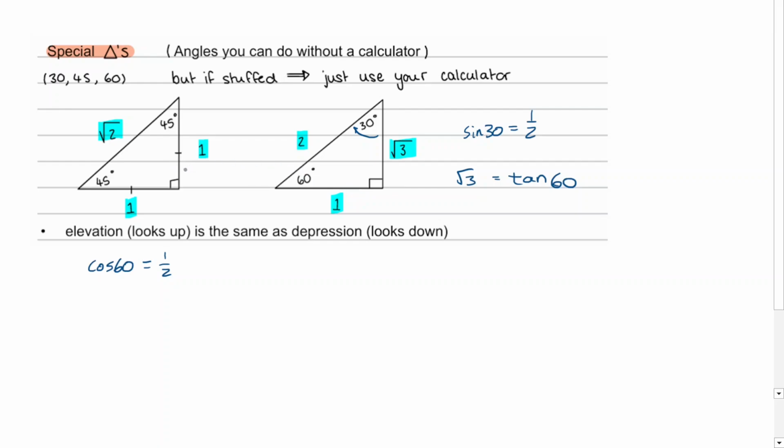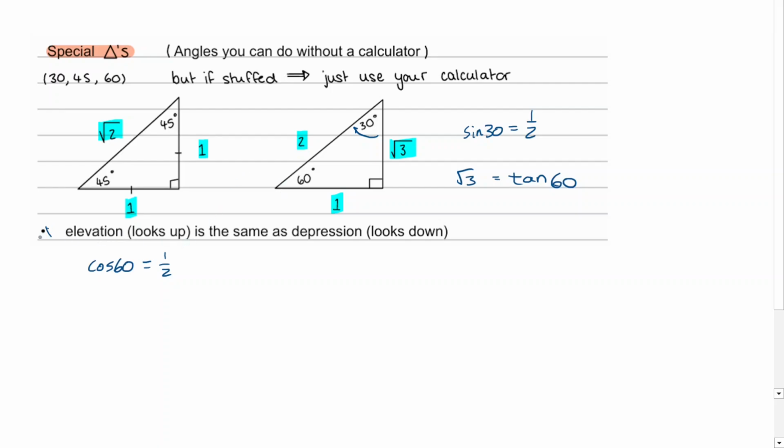Memorize these two special triangles. Know that if you're stuffed, you can use a calculator, but identifying these angles and these sides will be really, really helpful right throughout your high school career.